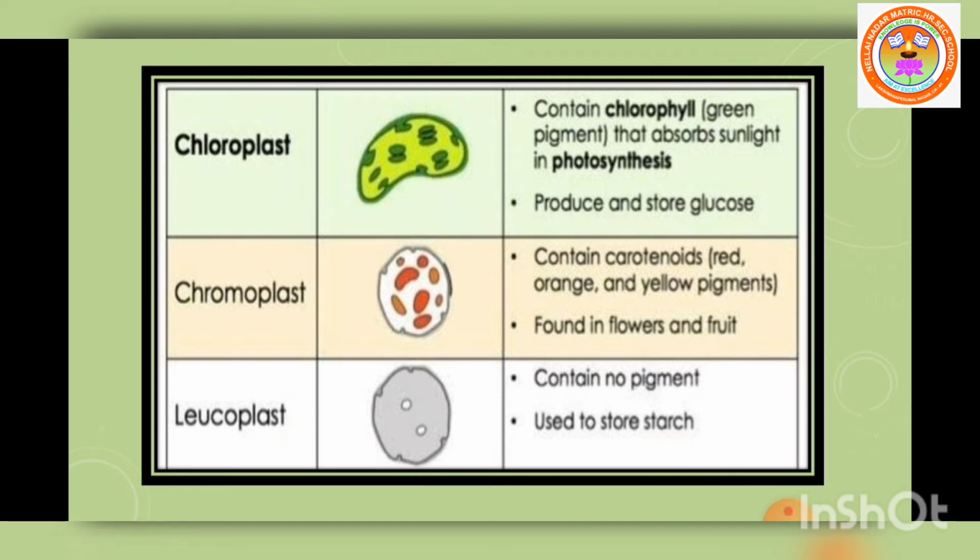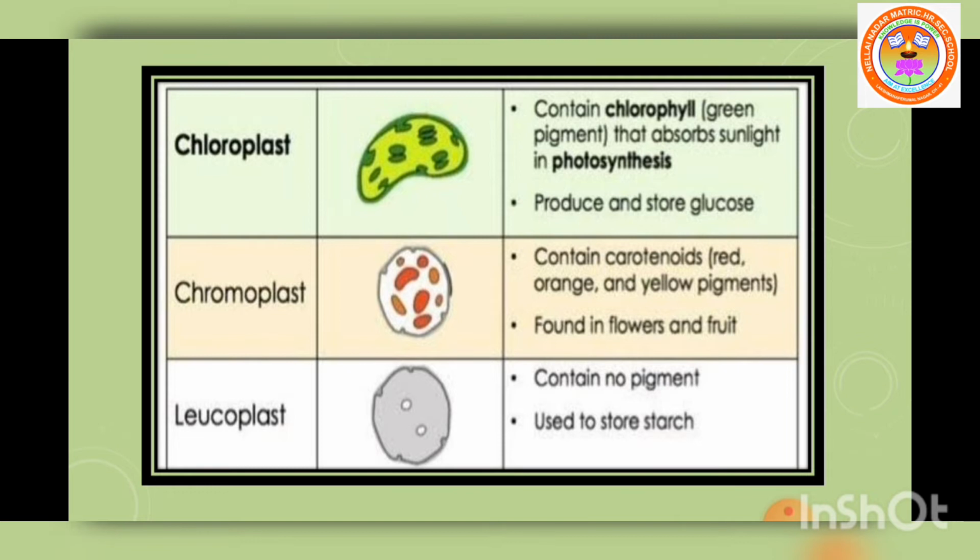And the major function of chloroplast is to absorb sunlight in photosynthesis and store glucose. Next, chromoplast. Chromoplast contains carotenoids, red, orange and yellow color pigments found in flowers and fruit. Next, leucoplast. Leucoplast contains no pigment, so it is a colorless plastid, and its major function is to store starch. So, these are all the three different types of plastids.